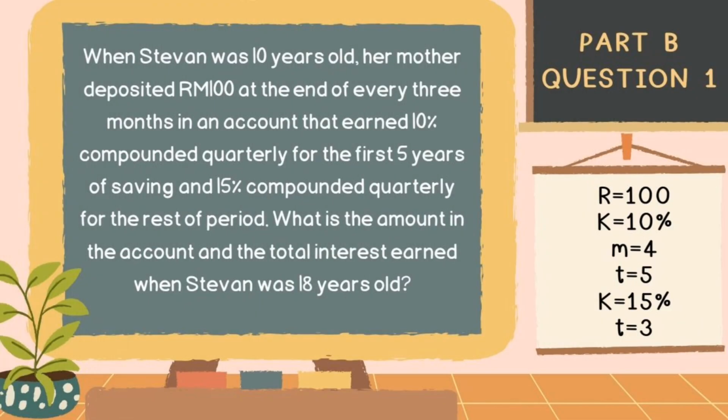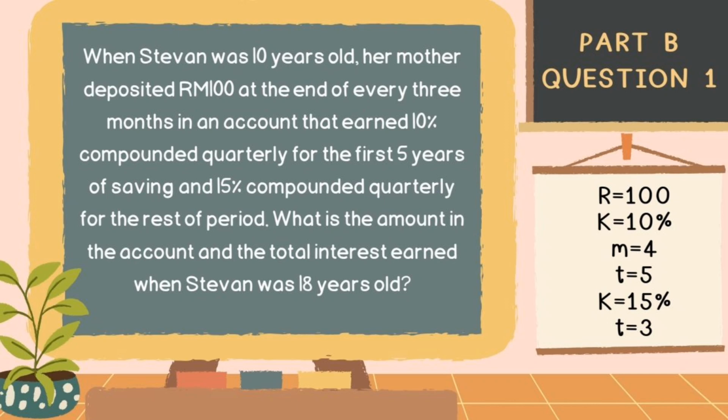Question 1, part B. When Stephen was 10 years old, her mother deposited 100 at the end of every 3 months in an account that earned 10% compounded quarterly for the first 5 years of saving, and 15% compounded quarterly for the rest of the period. What is the amount in the account and the total interest earned when Stephen was 18 years old?